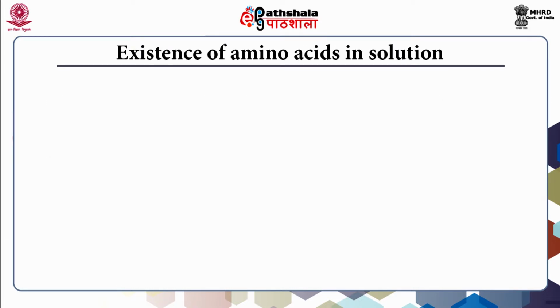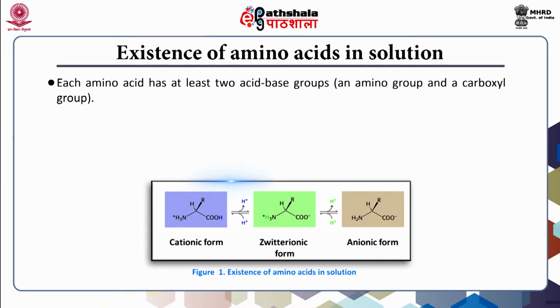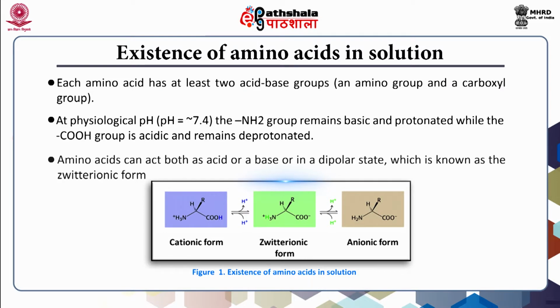The functional groups in amino acids in the enzyme have the ability to readily ionize. Each amino acid has at least 2 acid-base groups, an amino group and a carboxyl group. Certain amino acids within the enzyme may also have ionizable side chains. At physiological pH, that is approximately 7.4, the amino group remains basic and protonated, while the COOH group is acidic and remains deprotonated.